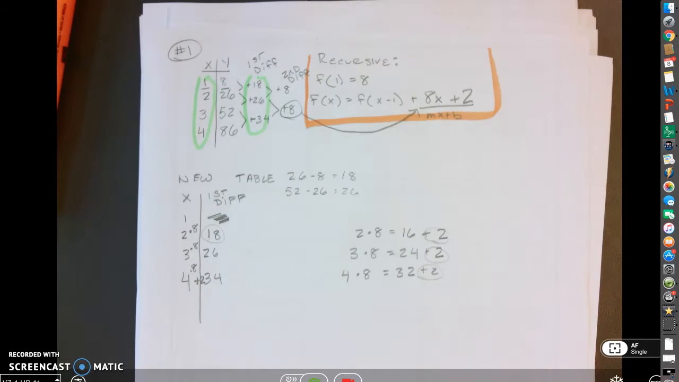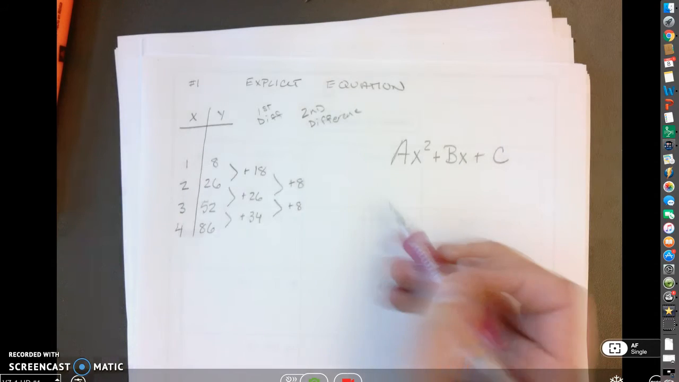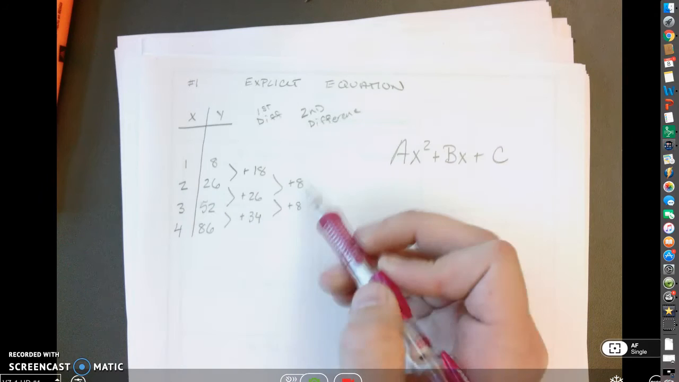Now you need to figure out your explicit equation, which got a little bit tricky. So I'm just going to use a new piece of paper for the explicit. Okay, so we're going to find the explicit equation for number 1. So here's our table all over again with our first difference and our second difference.